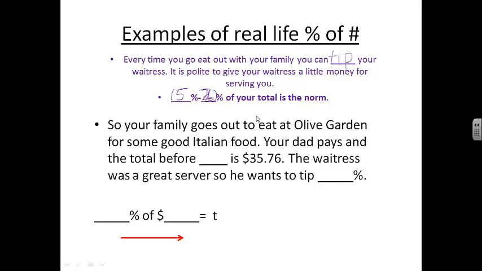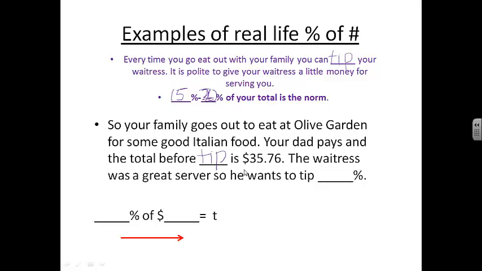So let's say your family goes out to eat at Olive Garden for some good Italian food. It's my favorite place, by the way. Your dad pays, and the total before the tip is $35.76.